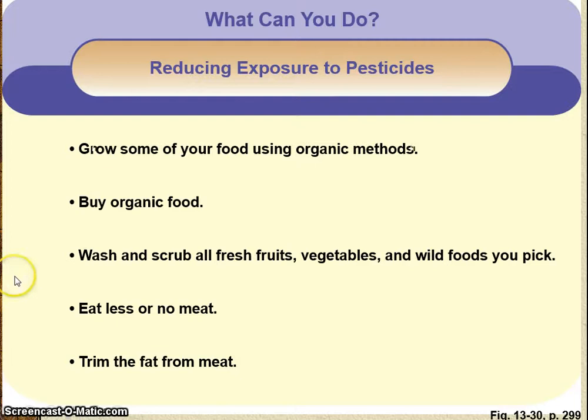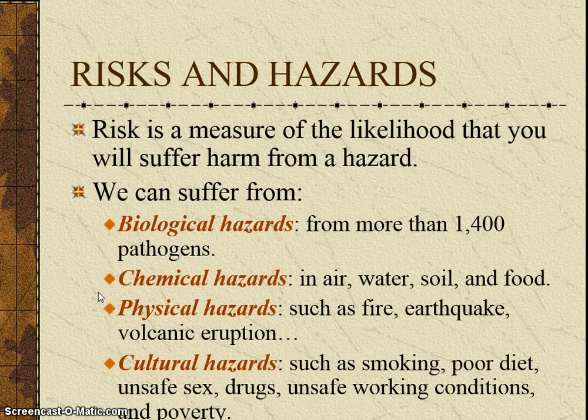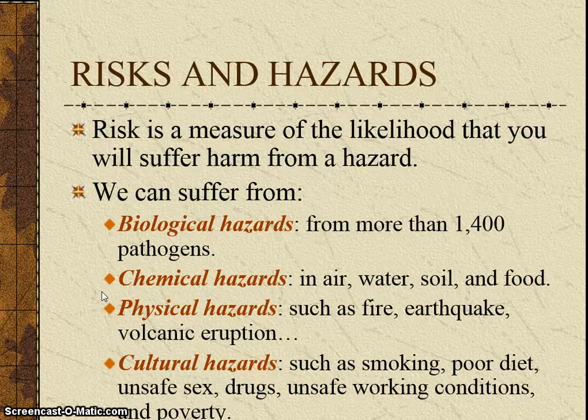All right, here's some things that you can do to reduce your own exposure to pesticides. Here's one of the easiest things to do. Since pesticides will accumulate in fatty tissues, you can just trim the fat from meat. Or you can buy organic, make sure you wash and scrub all foods, eat less meat or eat no meat because of that whole bioaccumulation issue.